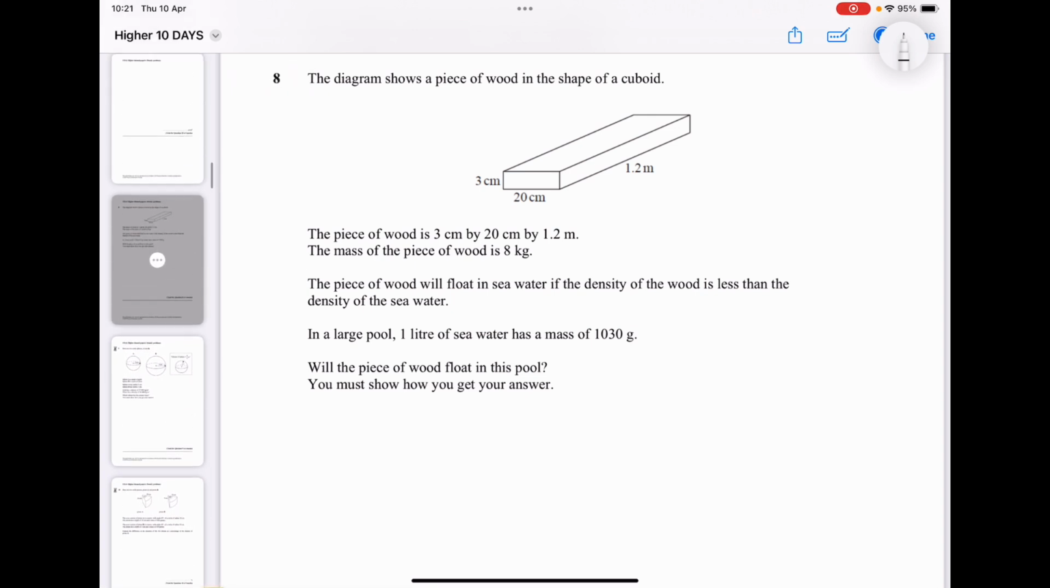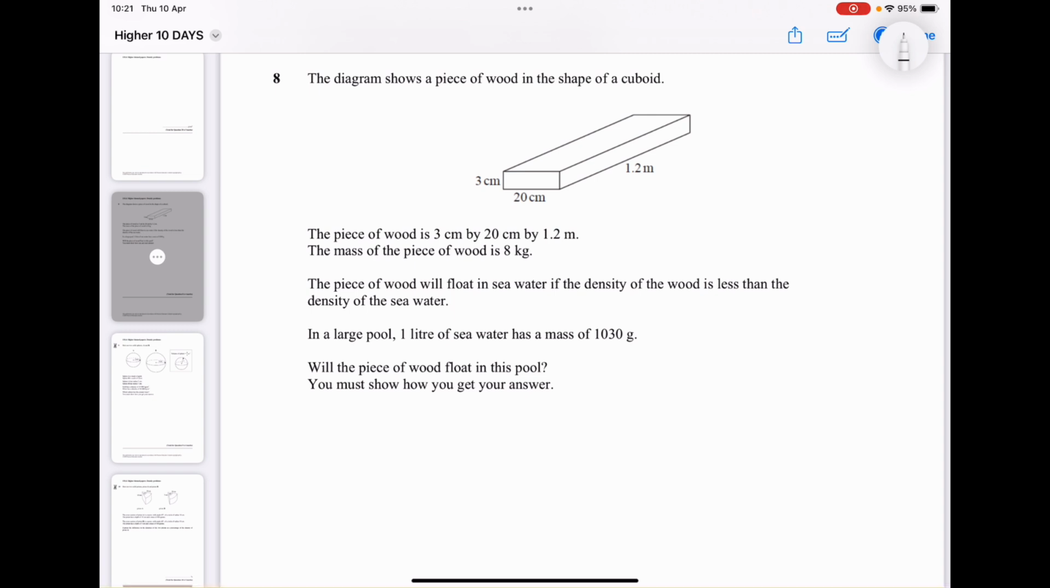There's loads of questions today. Diagram shows a piece of wood in the shape of a cuboid. Piece of wood is 3 centimetres by 20 centimetres by 1.2 metres. The mass of the piece of wood is 8 kilograms. The piece of wood will float in seawater if the density of the wood is less than the density of the seawater. In a large pool, 1 litre of seawater has a mass of 1,030 grams. Will the piece of wood float in this pool? You must show how you get your answer.